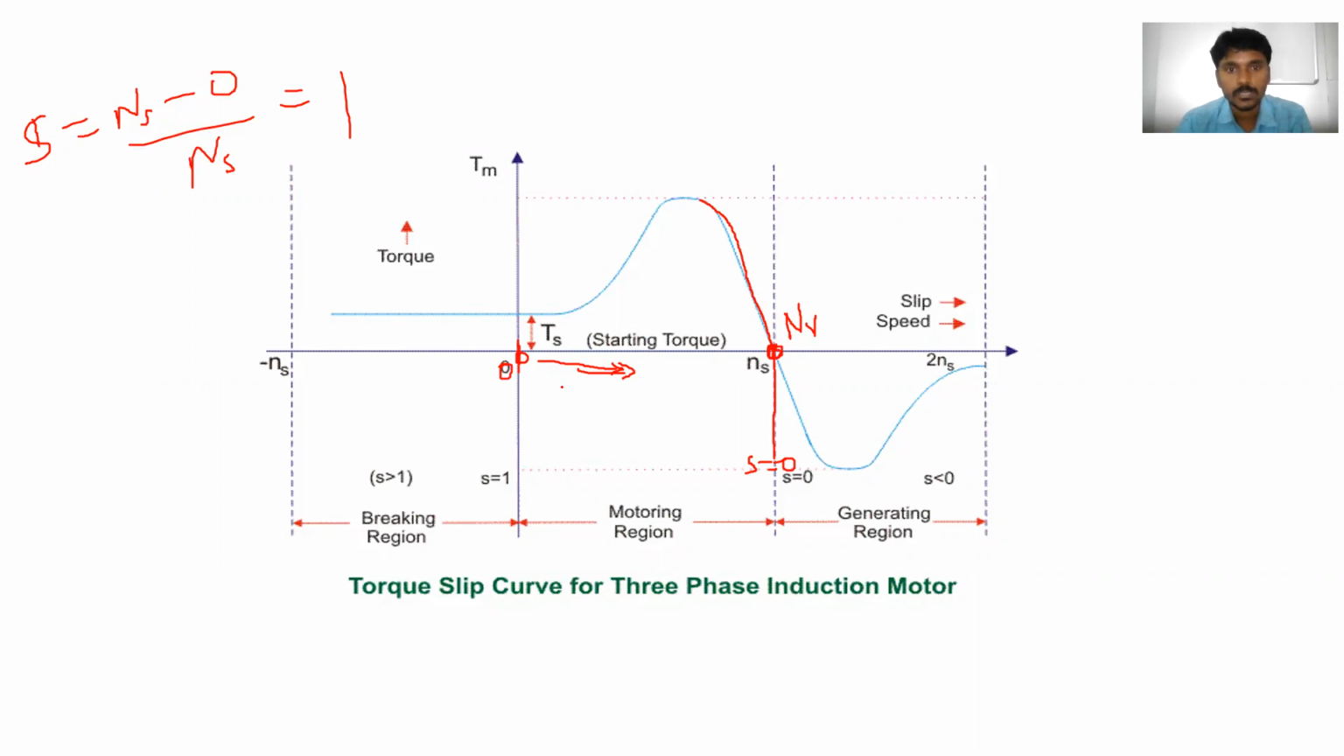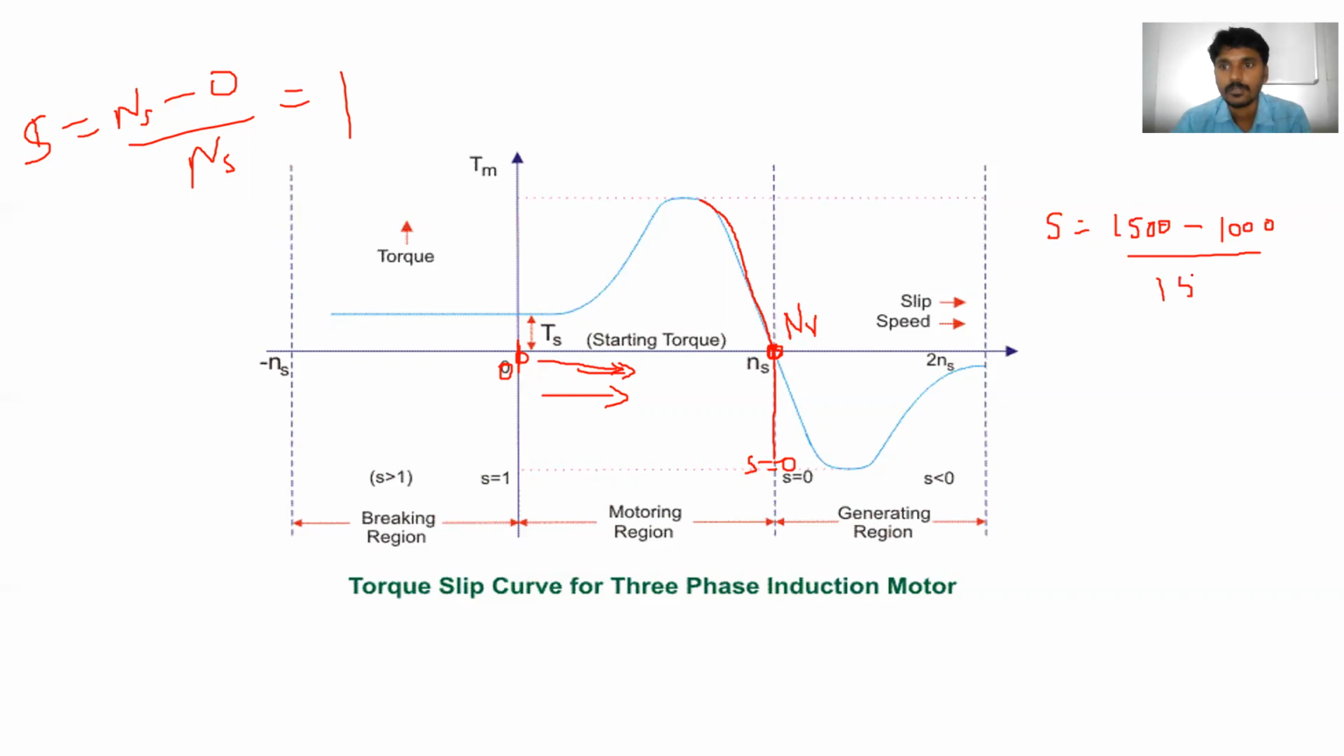Clear? If the motor speed is increasing, the slip is going to decrease. You can observe here. I will take one example. Synchronous speed is 1500 RPM, and motor speed is, for example, 1000 RPM.